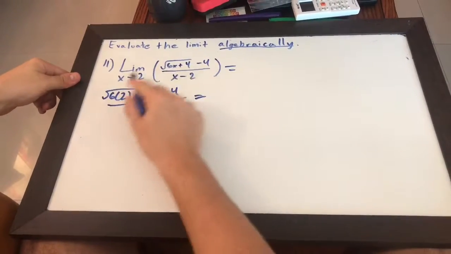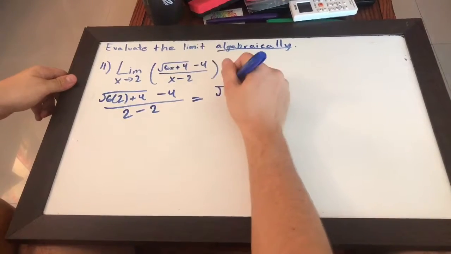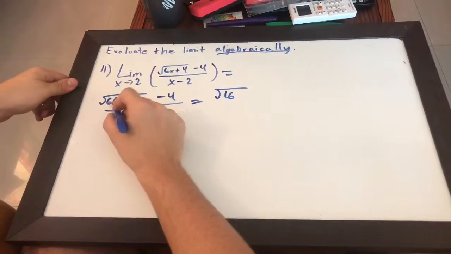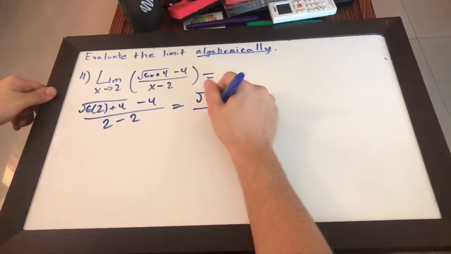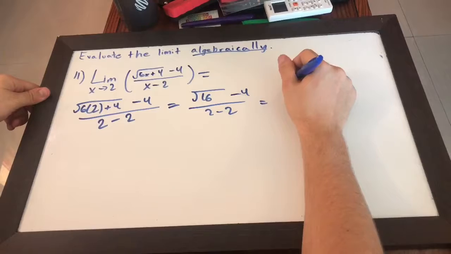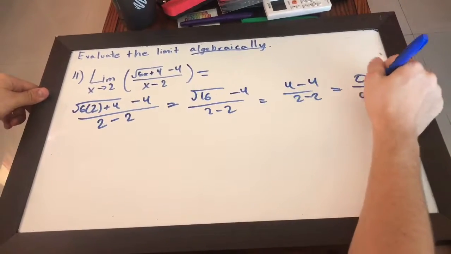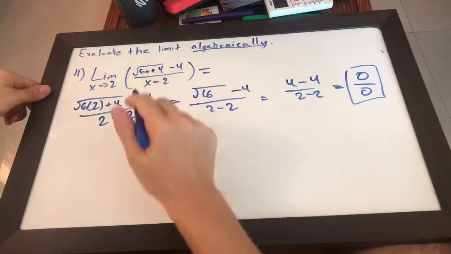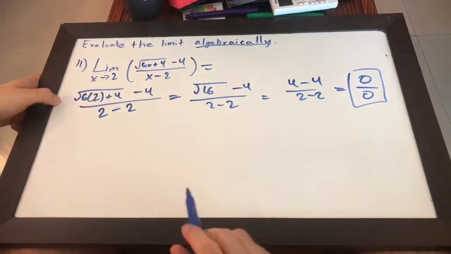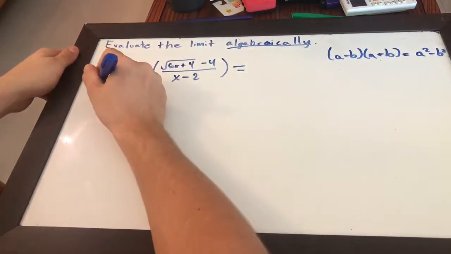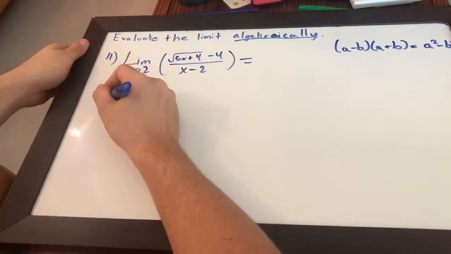In this case, we substitute x by 2 in the limit, and we get the square root of 16, as you can see, 12 plus 4, minus 4 over 2 minus 2, which is equal to 4 minus 4 over 2 minus 2, which is equal to 0 over 0. So that means that we need to solve this algebraically, and we cannot get our value directly from the limit. Whenever we're solving this type of problem, we always need to rewrite the limit as x approaches 2.